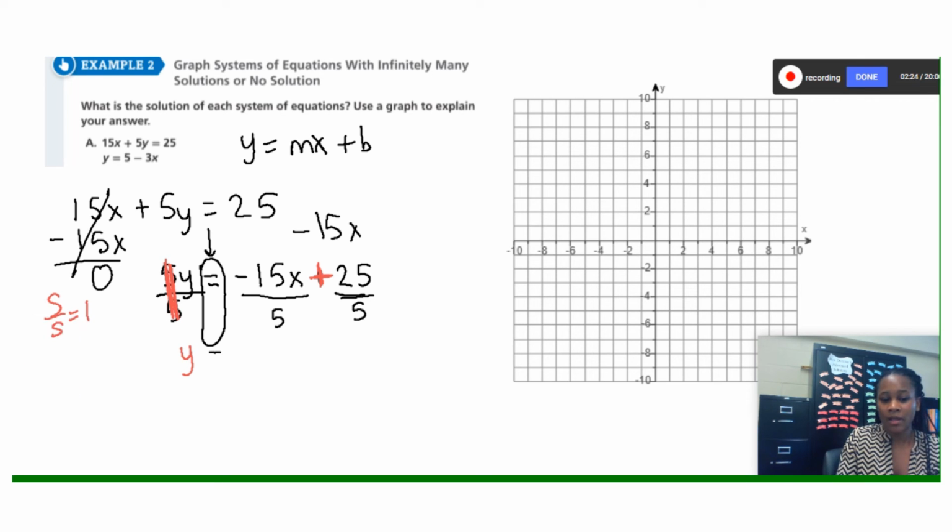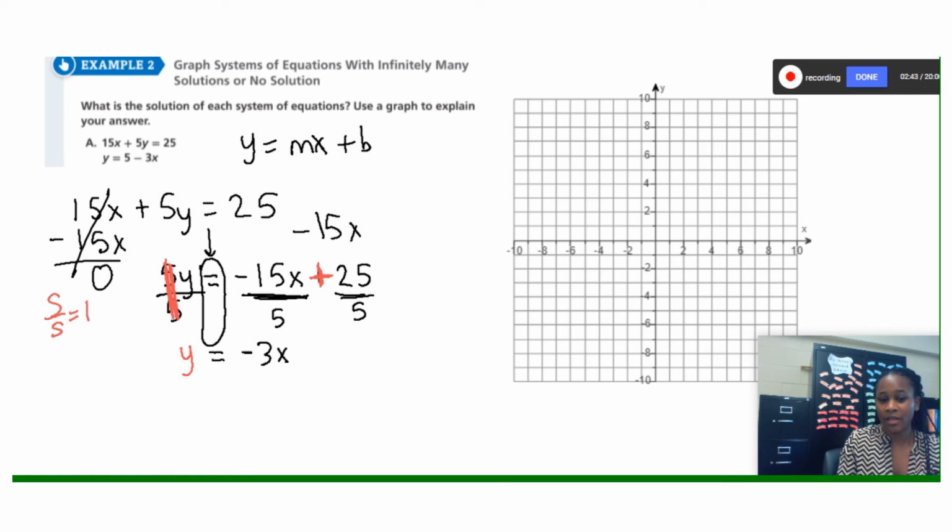And then I'm going to bring down my equal sign. And then I have negative 15 times x divided by 5. So I know 15 divided by 5 is 3, and a negative divided by a positive is a negative. I need the opposite of 3, which is negative 3. And I'm going to bring my x here, all right?